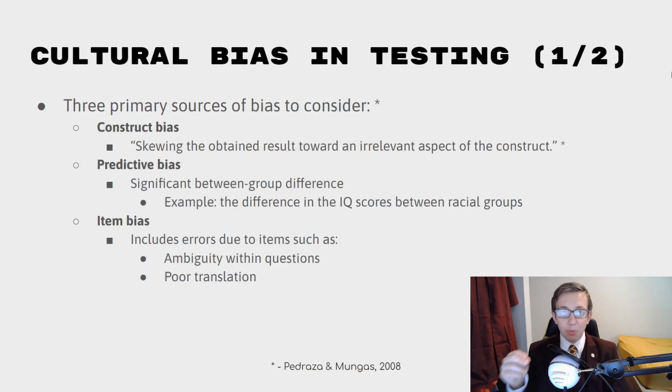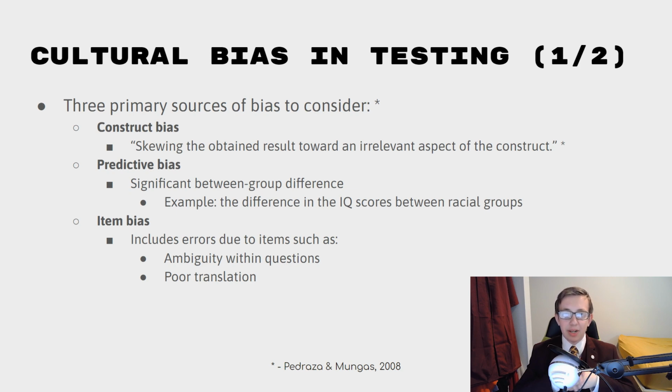So there's three. I looked into where bias really is introduced in this testing, and there's three primary sources of bias that need to be considered. There's construct bias, predictive bias, and item bias. Construct bias is whenever an irrelevant aspect of your study or metric design skews the results. The example that I included was a European value study, and the Spanish survey takers had significantly different results than the rest of the European nations who took the test.